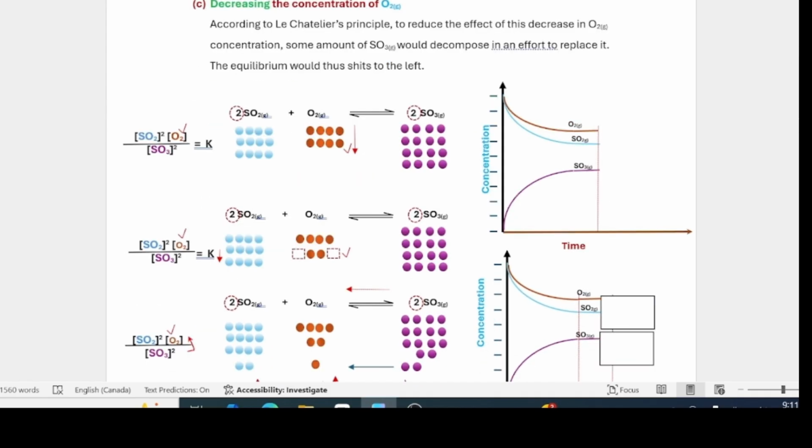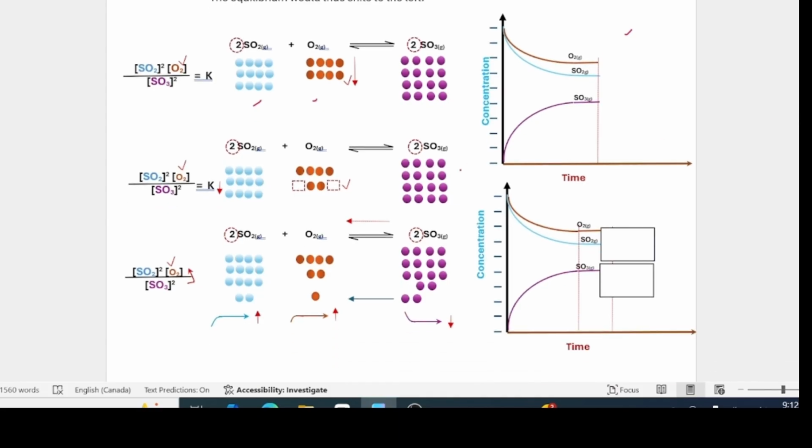Finally, we're going to decrease the concentration of oxygen. So these are the initial concentrations, and this graph depicts how they are at equilibrium. So we're removing some oxygen. What do you think is going to happen according to Le Chatelier's principle? To restore it, the equilibrium will shift in that direction. To do that, some sulfur trioxide will decompose to try to restore the oxygen.